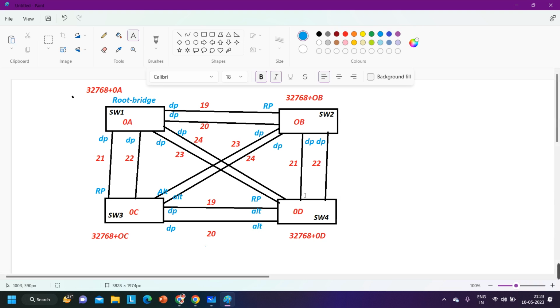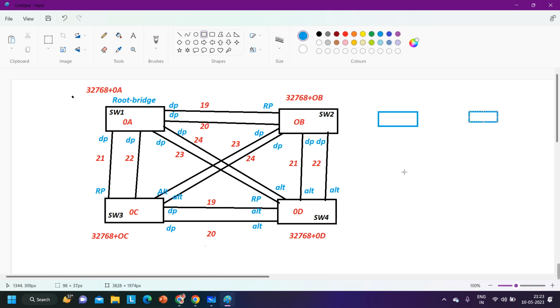Right? This port will also become what? Alternate. And this port will also become what? Alternate. Right? This port will also become what? Alternate. So guys, the logical topology is switch 1, switch 2, switch 3 and switch 4.